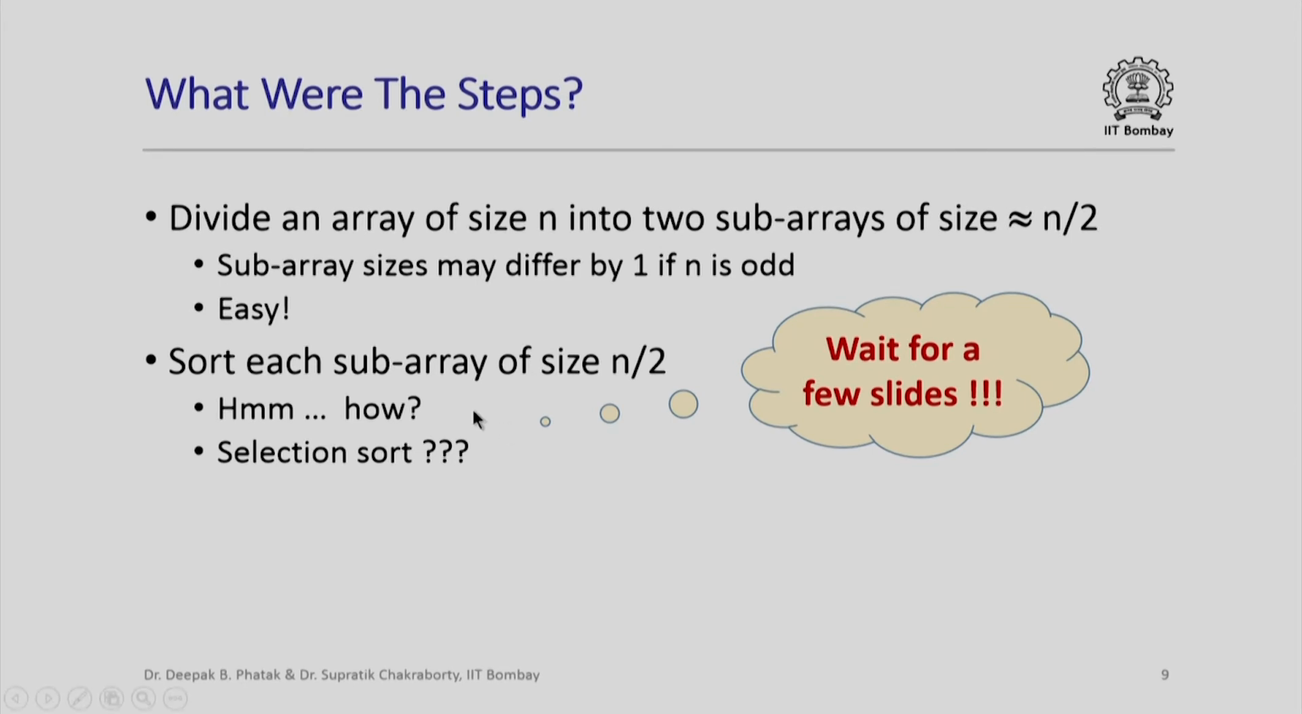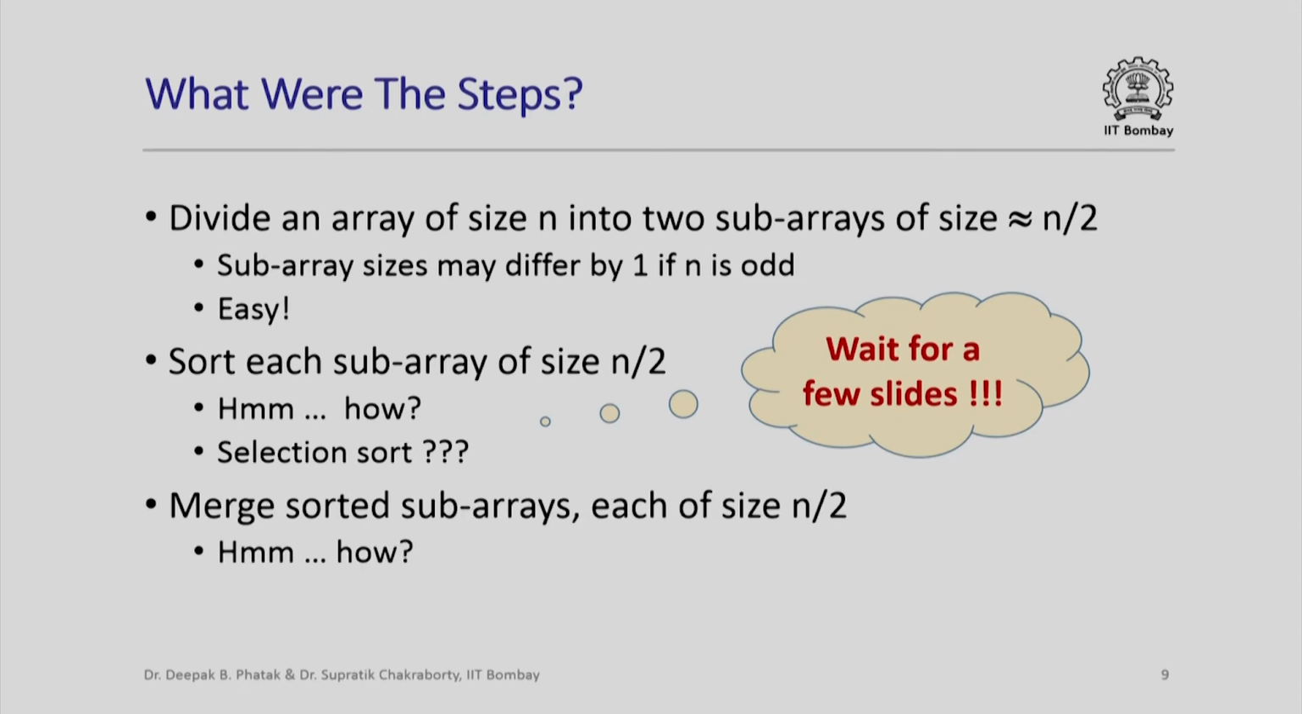But for the time being, let us just assume that we somehow can magically sort these two subarrays of size n by 2. As we have already seen, just having the two sorted subarrays does not help us in getting the original sorted array. So we have to merge these two sorted subarrays, each of size n by 2, and now of course the question comes, how do we do that? So let us first look at how we might merge two sorted subarrays, each of size n by 2.